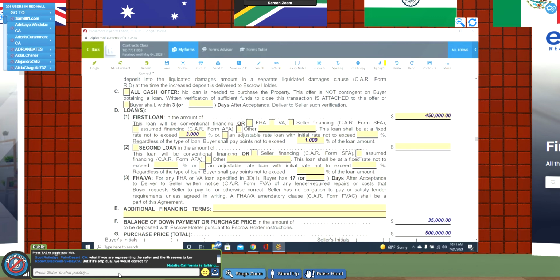What if you change your mind later and do, instead of conventional, VA or FHA? Do you have to do some addendum? Oh, absolutely. You would do an AEA, amendment to existing agreement, if that offer's already been accepted.